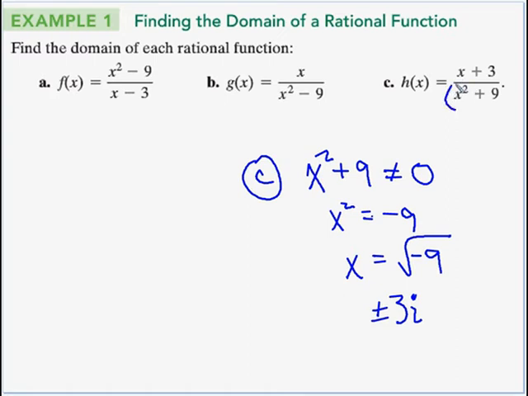Here's some number and we're going to square it. If it's positive and you square it, it's positive. If it's negative and you square it, it's positive. And no matter what that result is, it's always positive, and we're going to add 9 more. So that denominator is always positive. It's never going to equal 0, and it can never be a negative number.